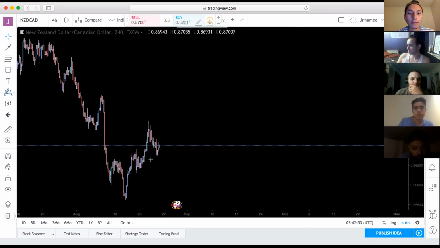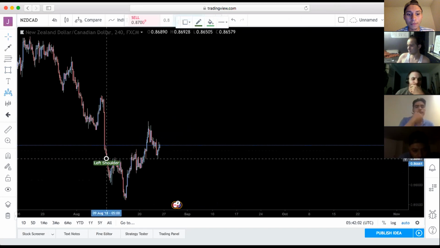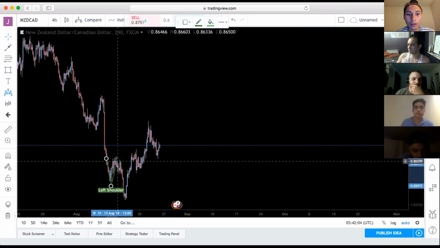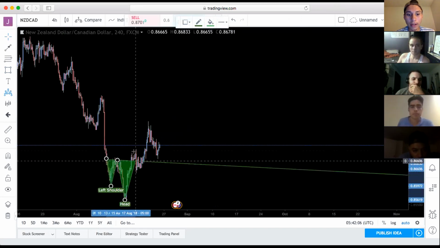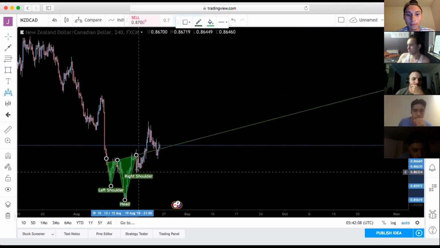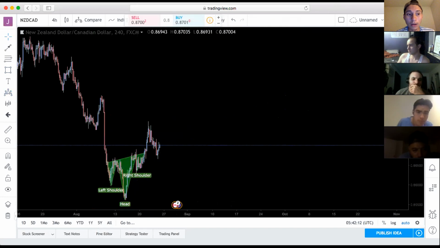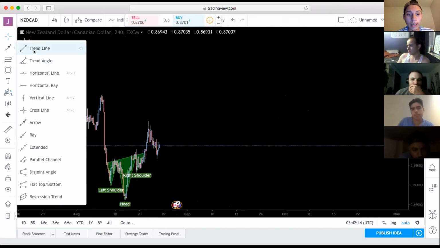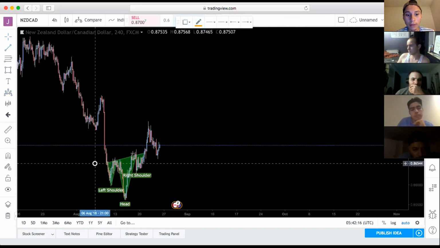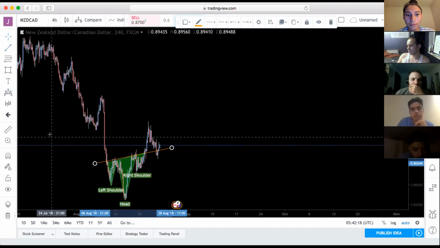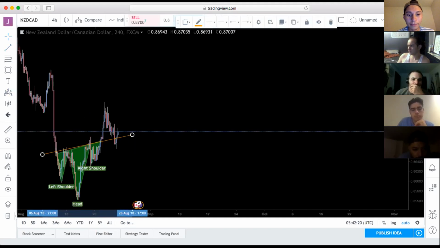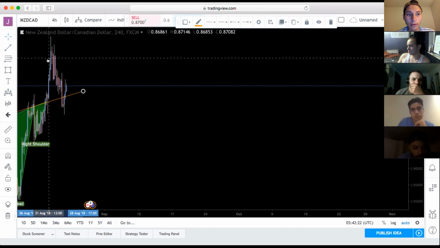This is what I would have looked for: shoulder, head, shoulder, right? What I would have done is wait for a retest. So I would have drawn a line right through it. We zoom in. This is what I mean by waiting for a retest.